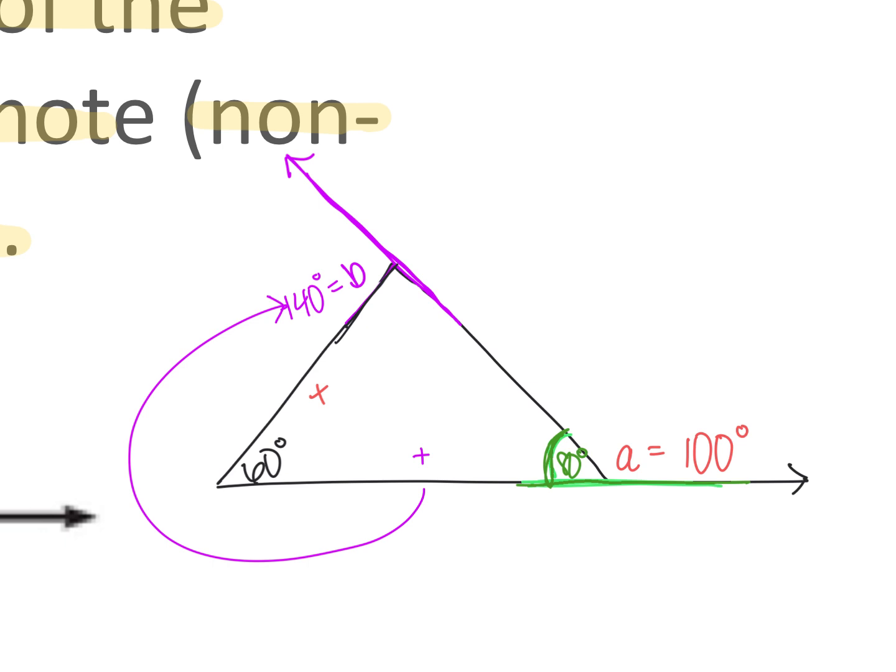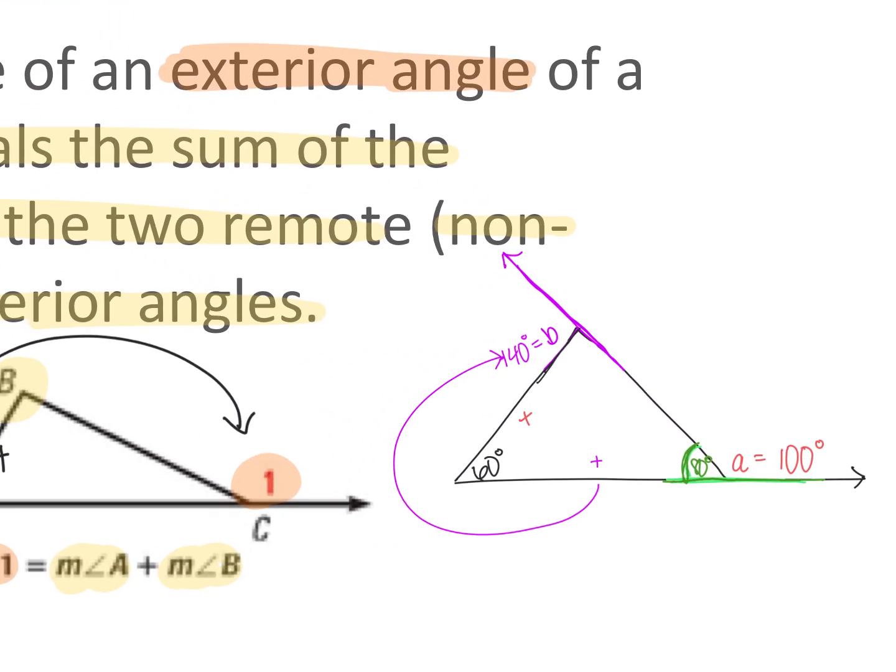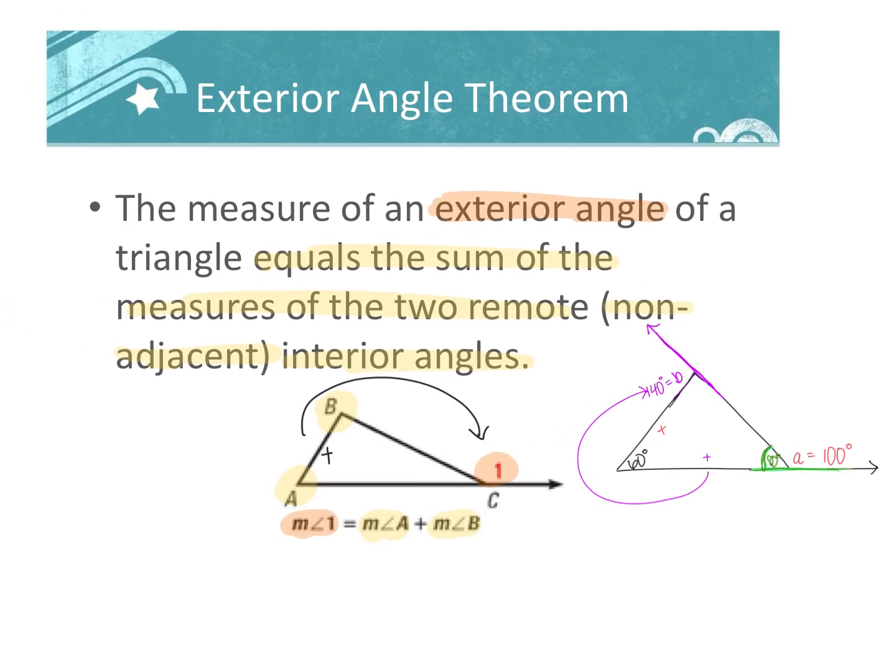So it doesn't matter which side they're giving you, just know when you add the two non-adjacent interior angles, it gives you the exterior angle. So that's just something for you to understand. Okay, questions on exterior angle theorem?